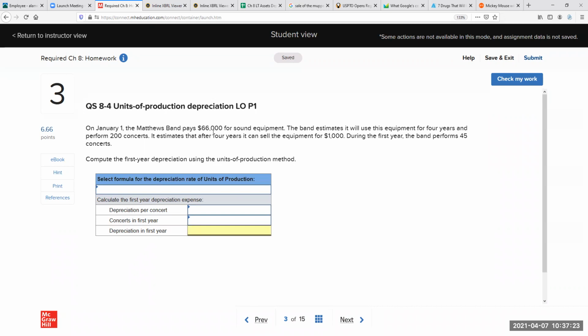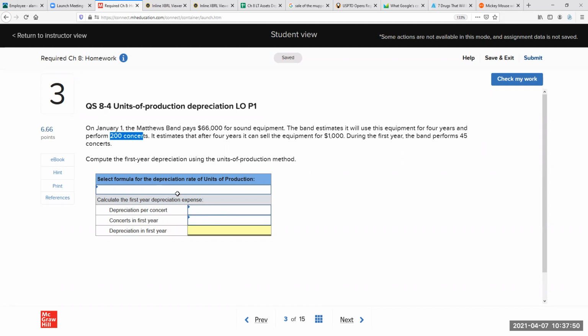Now, the Matthews Band pays $66,000 for sound equipment. It'll use the equipment for 4 years to perform 200 concerts. You can sell the equipment for $1,000, so there's the salvage. During the first year, the band performs 45 concerts. It wants to use units of production. So instead of the estimation being based on life in years, it's going to be based on the production, and the production is 200 concerts.